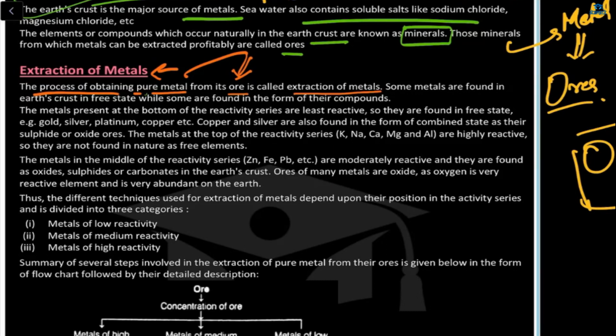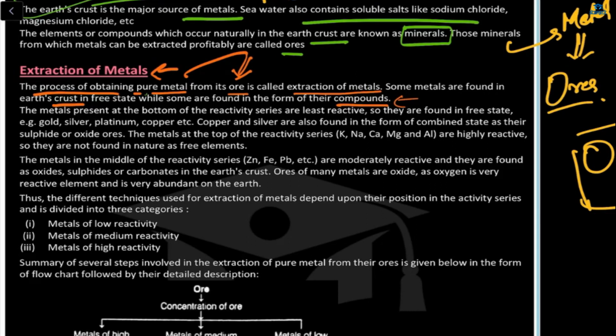Some metals are found in the Earth's crust in a free state, while some are found in the form of compounds. So in the Earth's crust, some metals are found in a free state, for example in the state of elements, and some are found in the form of compounds, a combination of two or more elements.